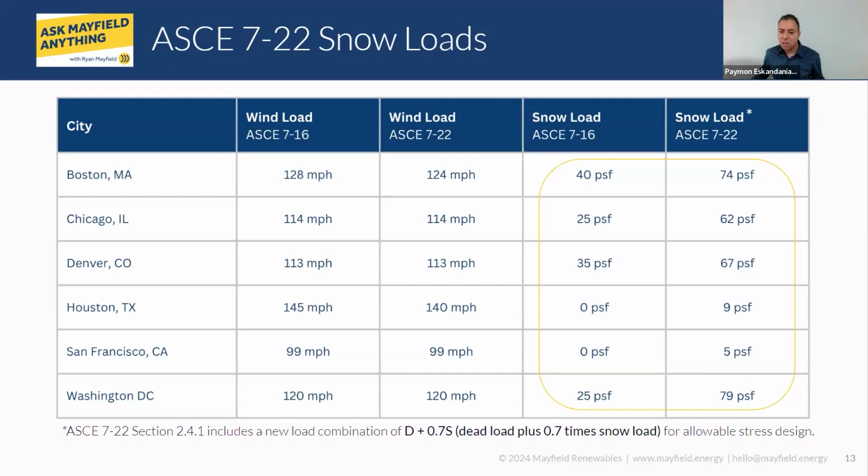So if you really want to see what happened in Boston, you've got to multiply this 74 PSF by 0.7, which I think equates to 51.8, 52 pounds per square foot. And you can see that there's a bump from 40 to 52, but not as bad. And yeah, we're seeing that in many places that the snow loads are just going to have to get adjusted.